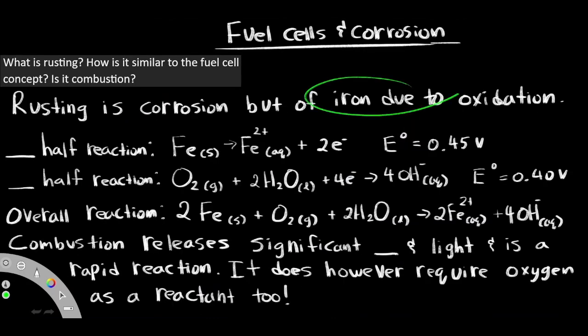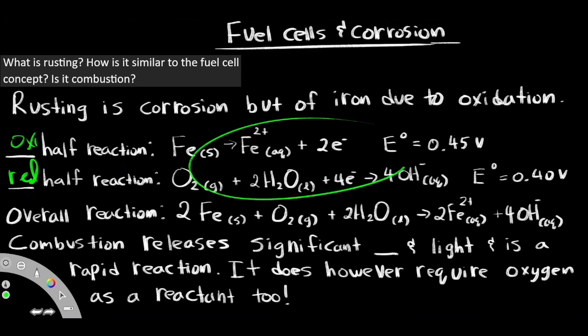Now, rusting is corrosion, but of iron due to oxidation. As you can see, this here is on the product side, so this here is the oxidation half reaction. This here, these electrons on the reactant side, so this here is the reduction half reaction. Just like the PEM fuel cell, rusting is the same thing. You just add them up together, you get an overall reaction.